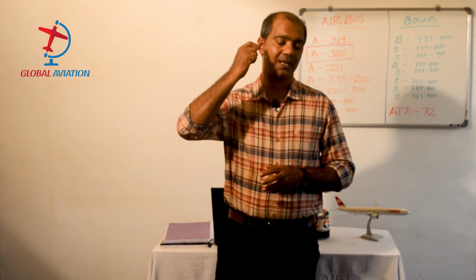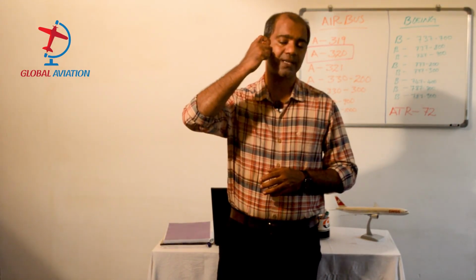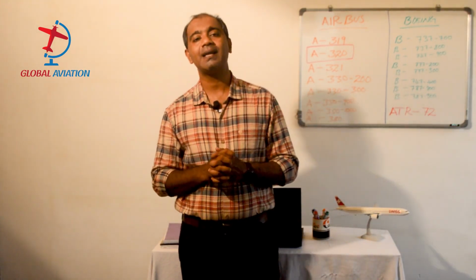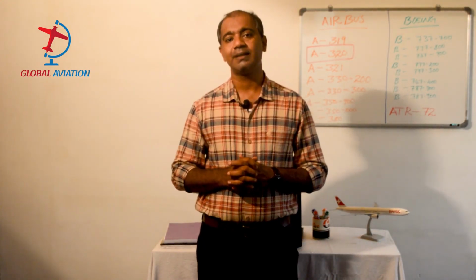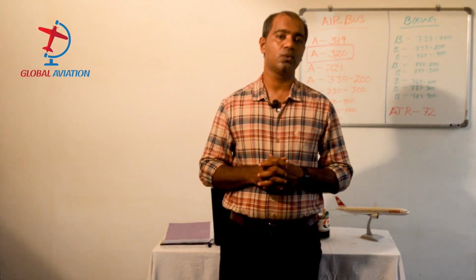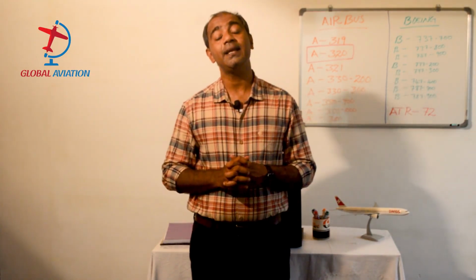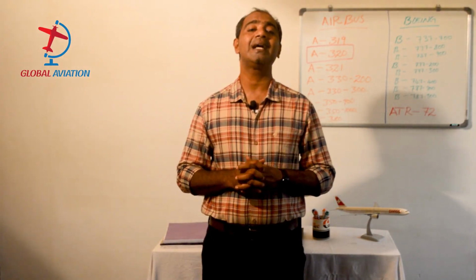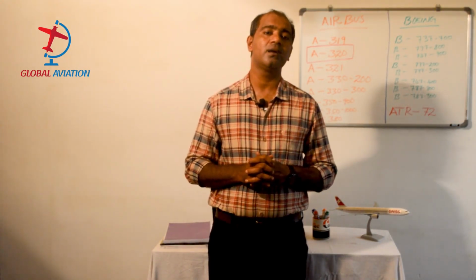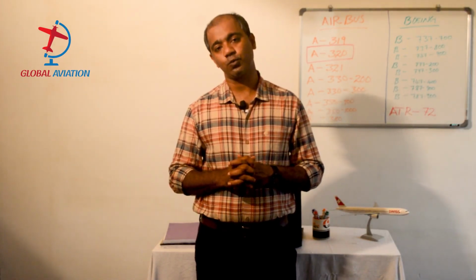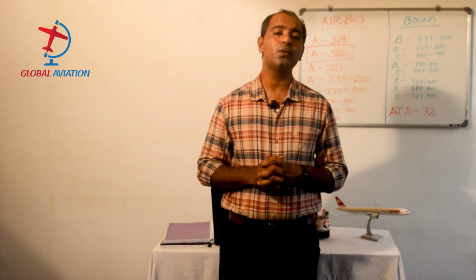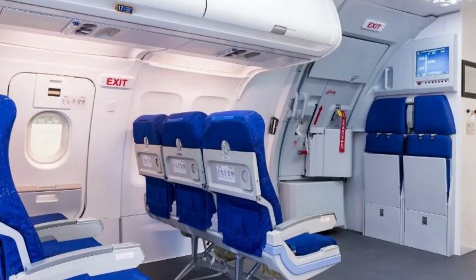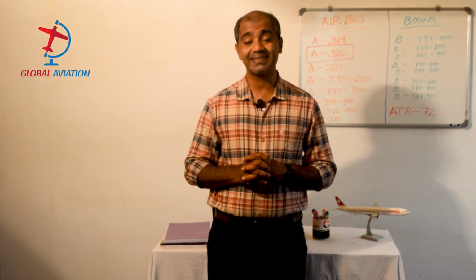What is the meaning of R1 and R2? R means right side. So on the right side you can see 2 doors for passenger access. They are R1 and R2. Similarly, you can see 2 doors on the left side of the aircraft. They are L1 and L2. Moreover, you can see 2 emergency exits on both sides.